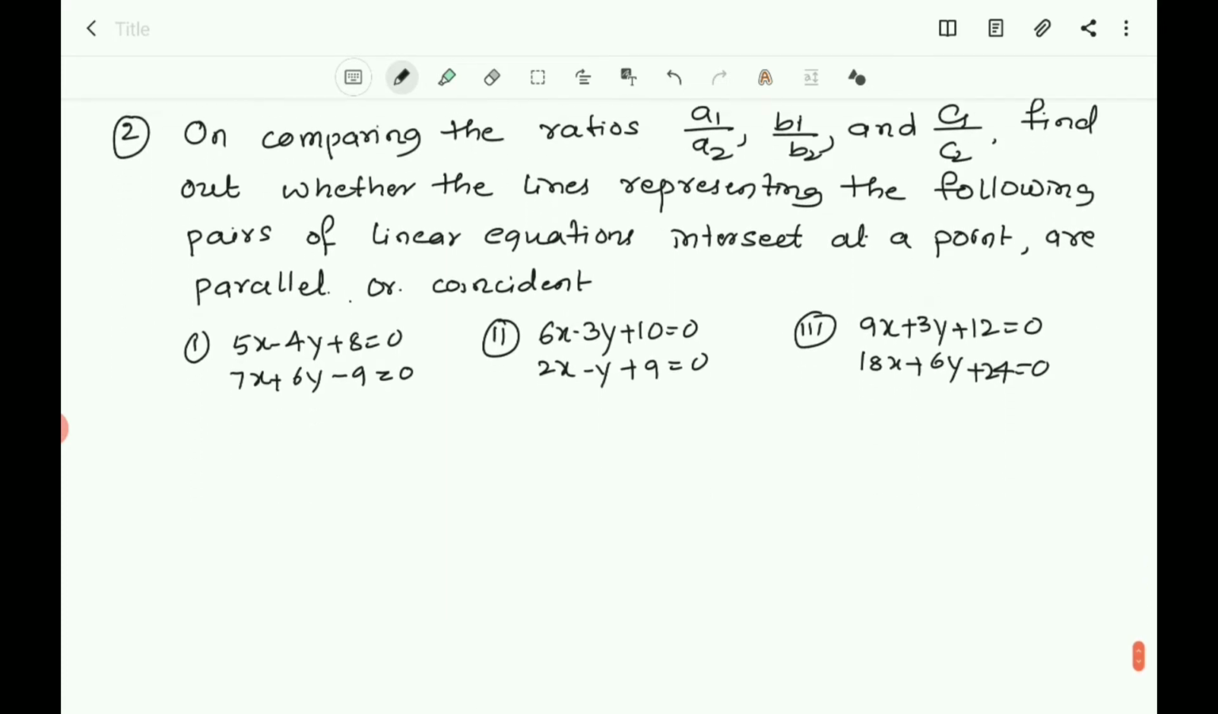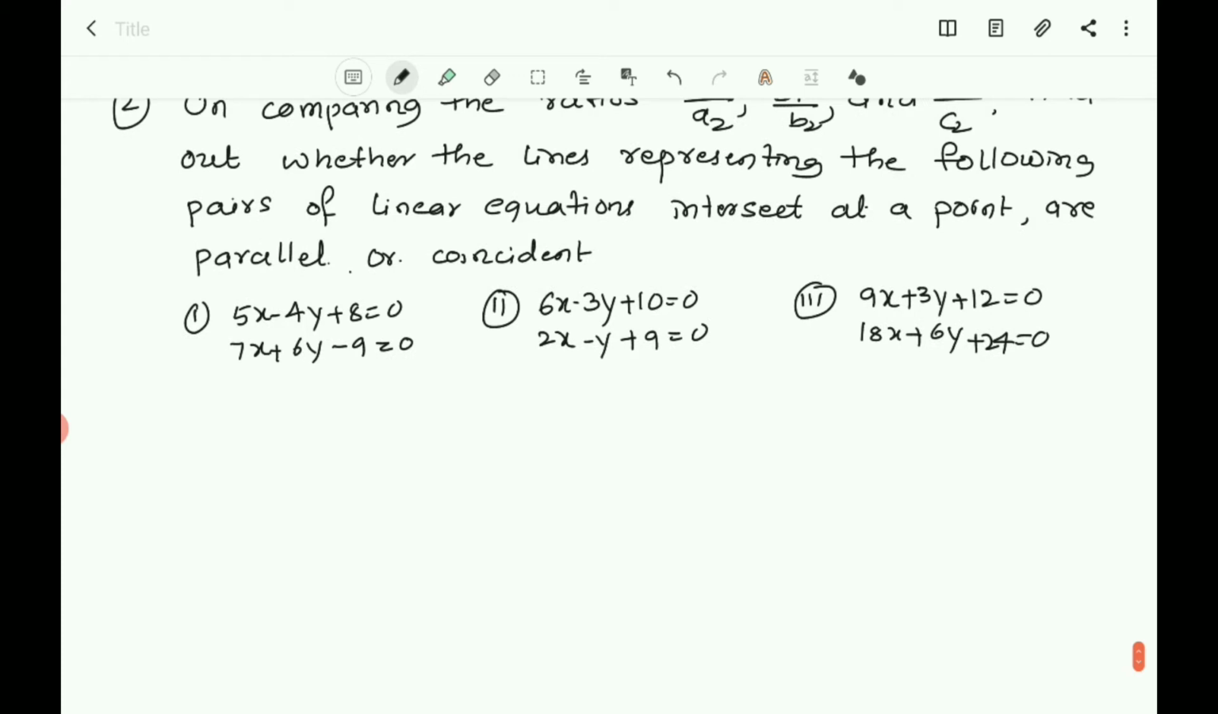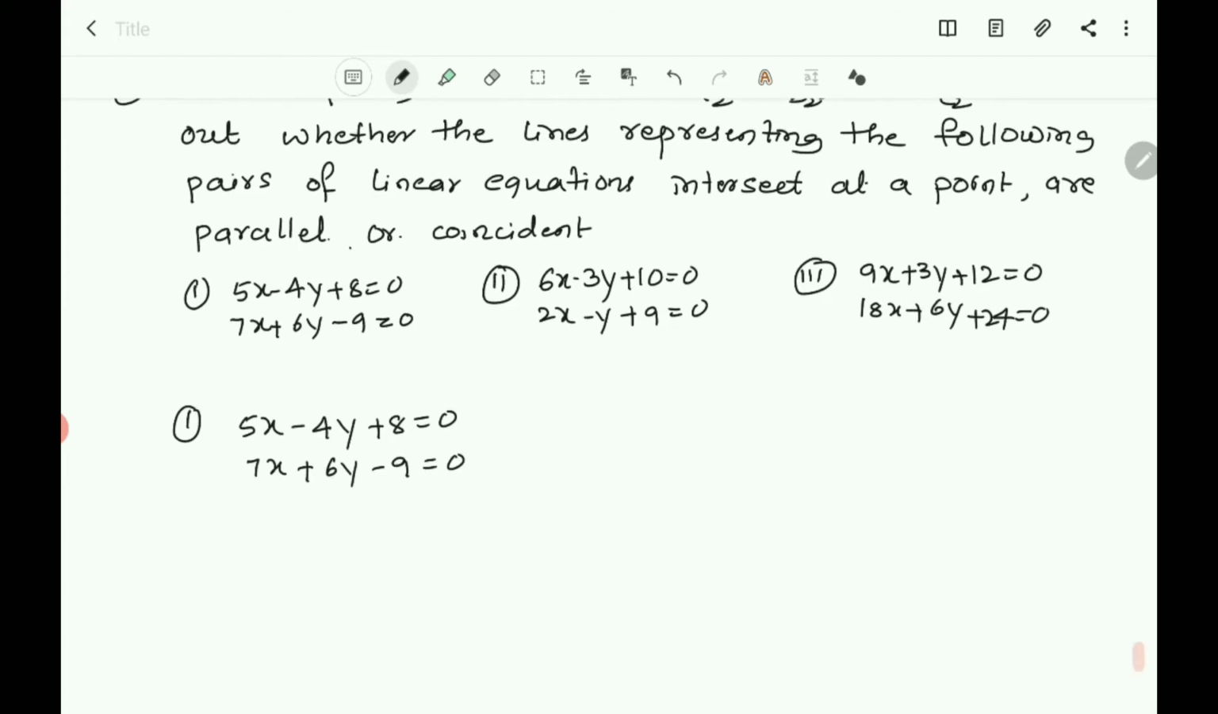Take the first set of equations. 5x minus 4y plus 8 equals 0. 7x plus 6y minus 9 equals 0. So you take the solution here. First one, 5x minus 4y plus 8 is equal to 0. 7x plus 6y minus 9 is equal to 0.